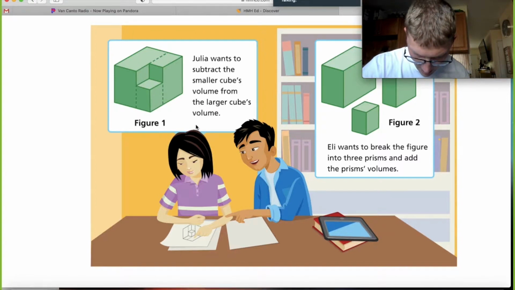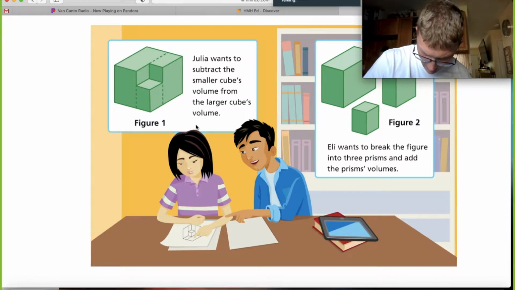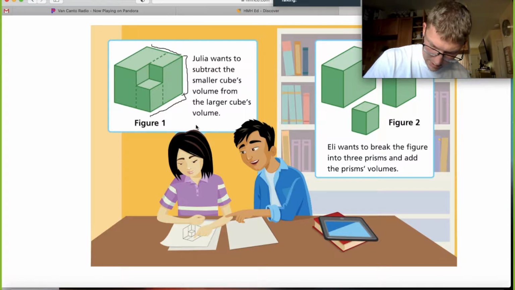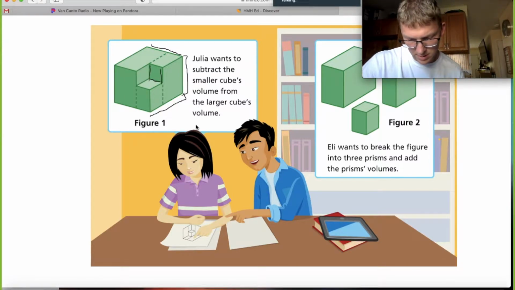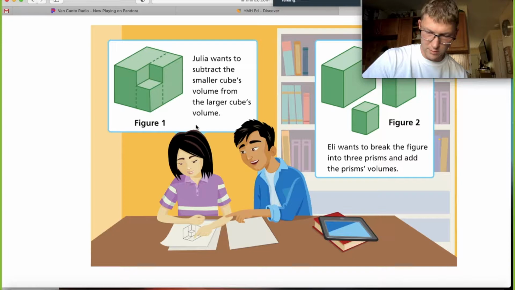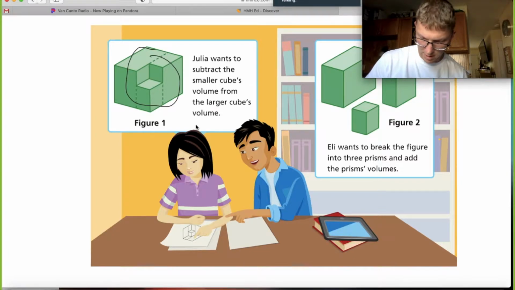So we can find the total volume of the cube by using length times width times height. And then we could try to find the volume of the inside of the cube, that little tiny cube there, and then we can subtract the volume so that we can figure out how much the whole thing is, and how much the smaller part.